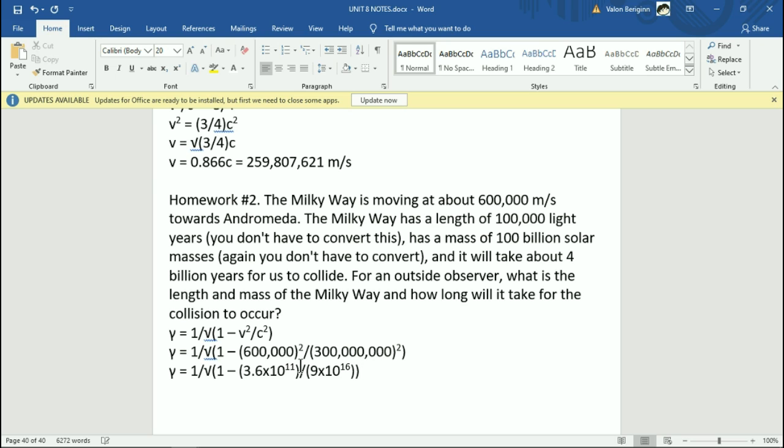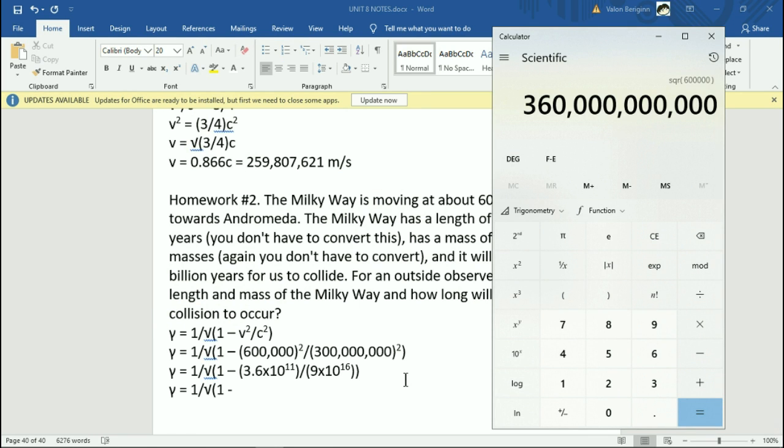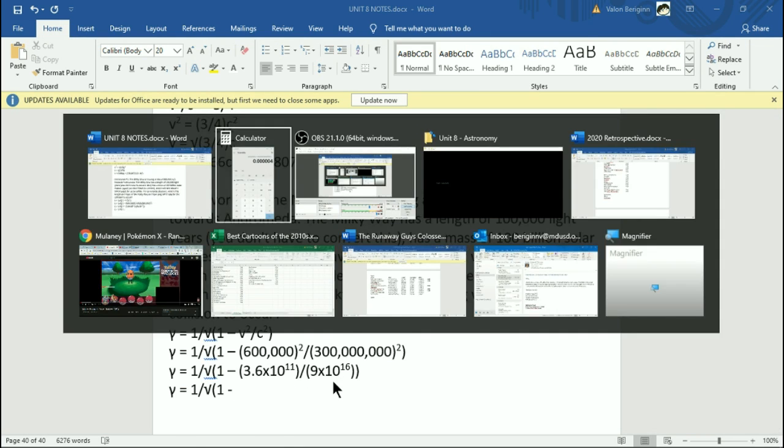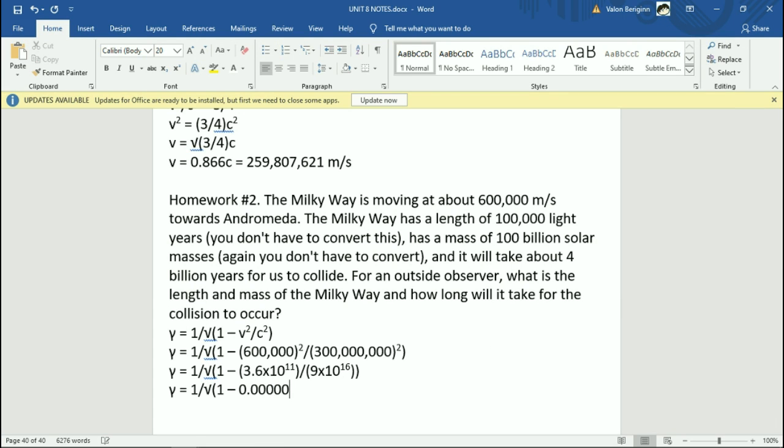Alright, so we therefore have 3.6 divided by 9, that's 0.4. Let me just double check this. Yes, that's 0.4, not 1/4, but it was right about the exponent. And then 10 to the 11 divided by 10 to the 16 is 10 to the negative 5. So it's 4 times 10 to the negative 6.